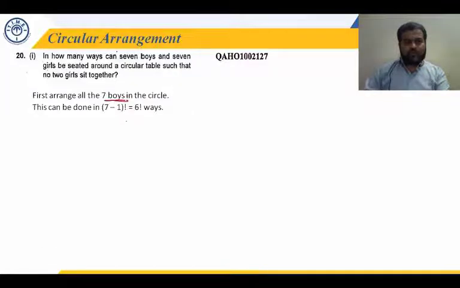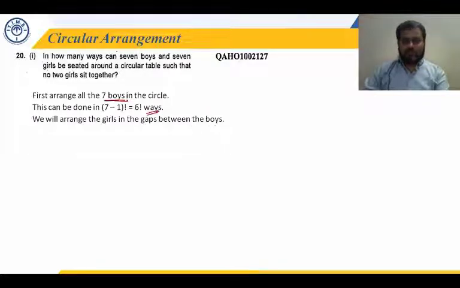So 7 boys can be arranged in 7 minus 1 factorial, which means 6 factorial ways in a circle. We have to arrange them in a circle. That is why n minus 1 factorial. So 7 boys can be seated in 6 factorial ways in a circle. Fine. Now once we do that, we are going to arrange the girls in the gaps between the boys, right? So how many gaps will be there?